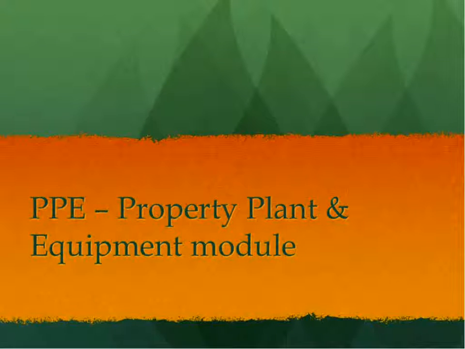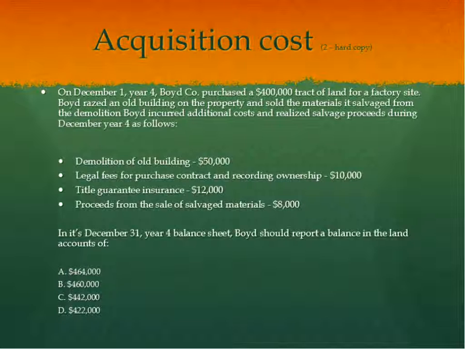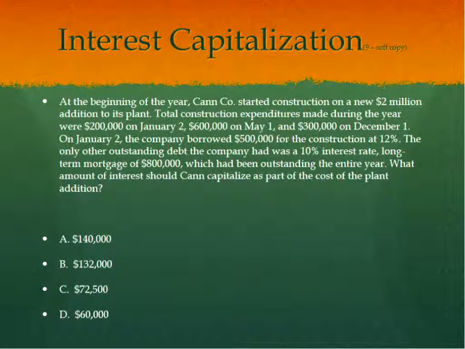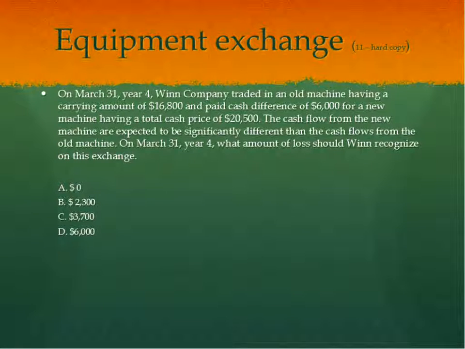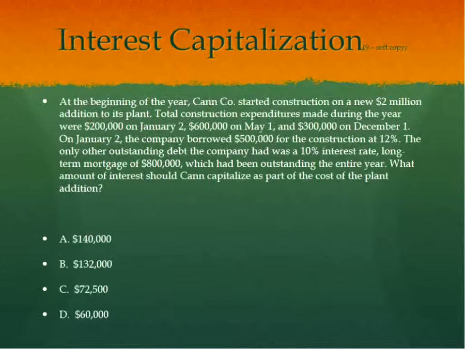And here we're going to go over a couple of concepts regarding property, plant, and equipment. Mainly, we're going to go into acquisition cost, on how to figure out your cost basis for the land or property that you acquire. We're going to go over interest capitalization in terms of how much interest you can actually include in the cost of the asset as well. And we're going to go briefly into equipment exchange and the journal entries that are required in order to record gain-loss on equipment exchange and how that triggers gain or loss.